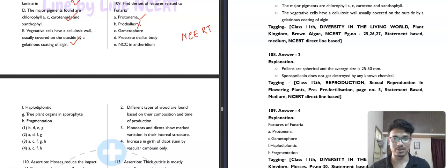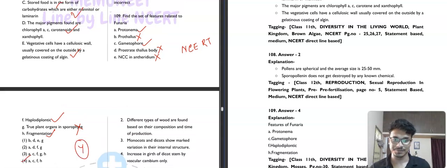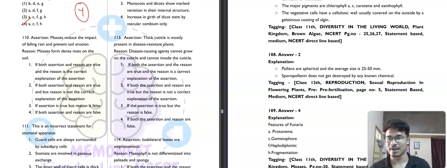Then gametophore, they have gametophore. Okay, then prostrate thallus body, not correct. NCC in antheridium is also not correct. Haplodiplontic is definitely correct. True plant organs in a sporophyte, no, that is not correct. Then fragmentation. So which are correct here? The fourth option will be your correct answer for this question. Okay. Then question number 110.